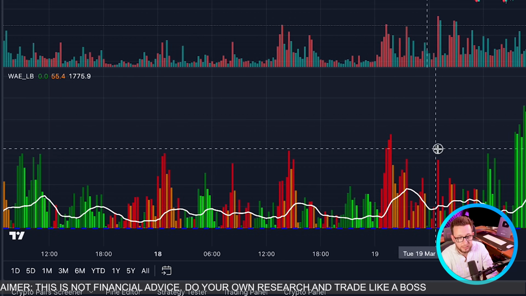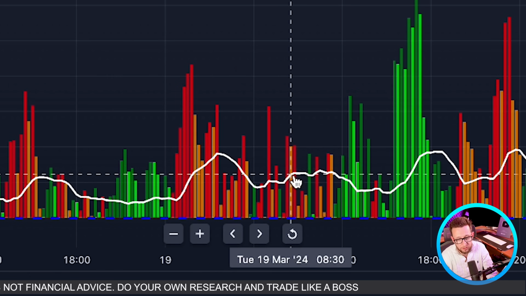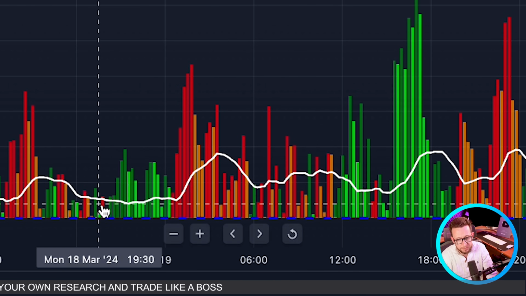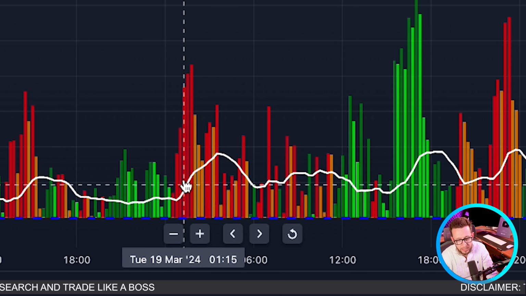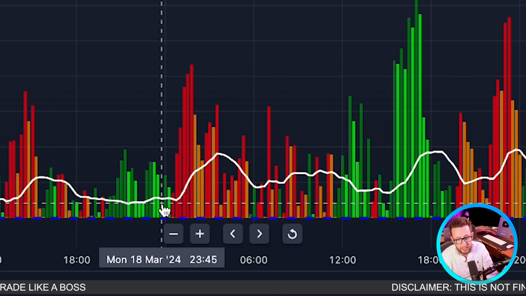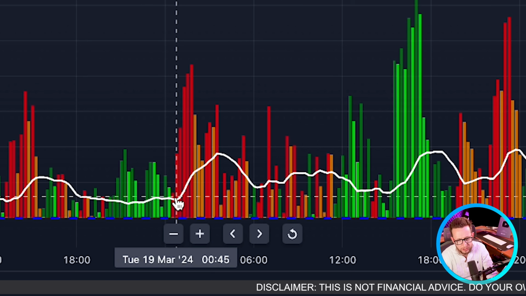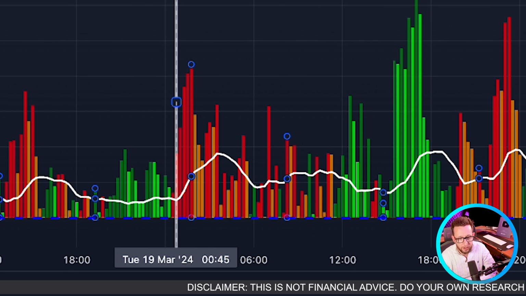The ones that we're interested in is this histogram here, which is based on the MACD, and we're looking for our explosion line. This is this white line here. What we're looking for is the histogram to come above and break above the actual white line, as you can see just here, confirming our entries.